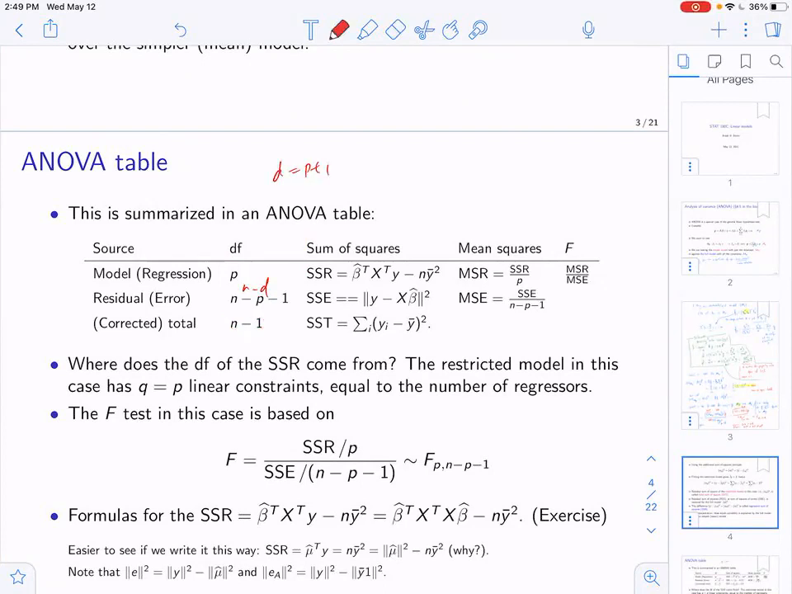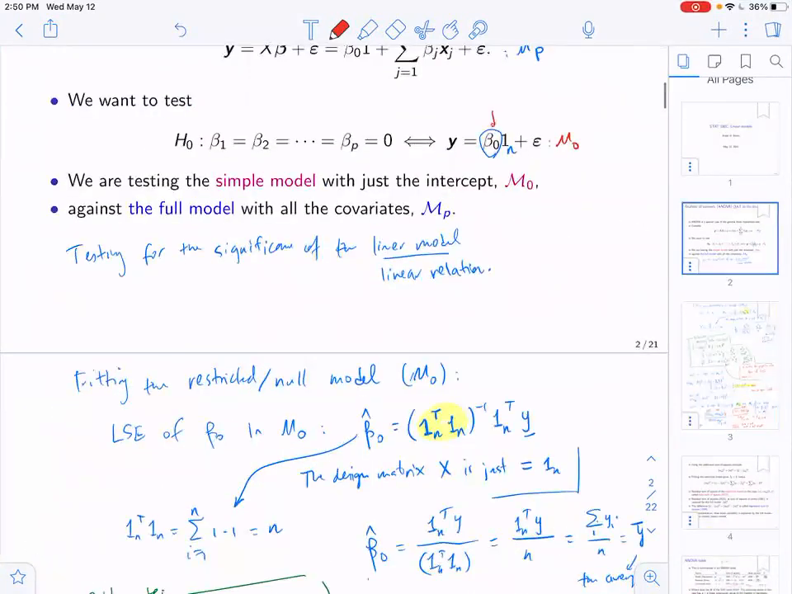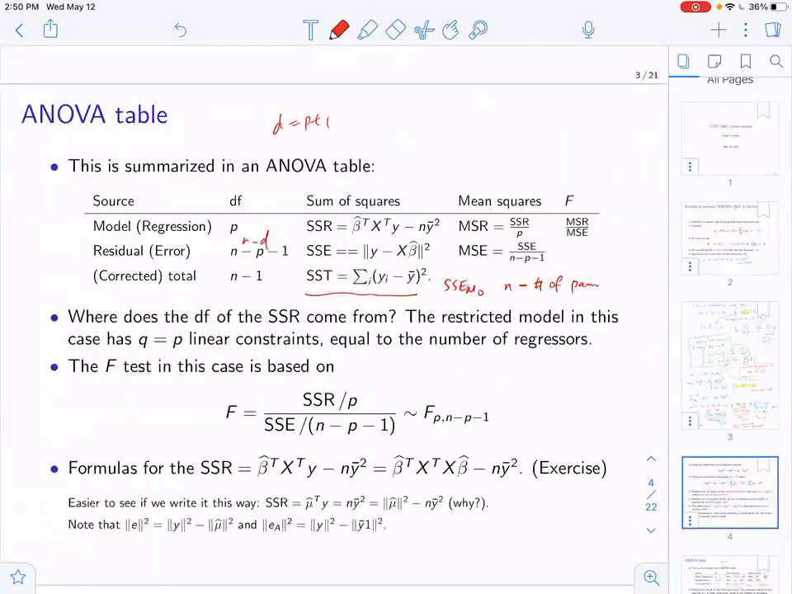That's indeed the degrees of freedom of this, because if you remember, this is the SSE of M naught. You also know that the SSE of a model has degrees of freedom N minus the number of parameters. And the number of parameters here is just 1. So everything adds up. So this has to be N minus the number of parameters of M naught, which is equal to 1.